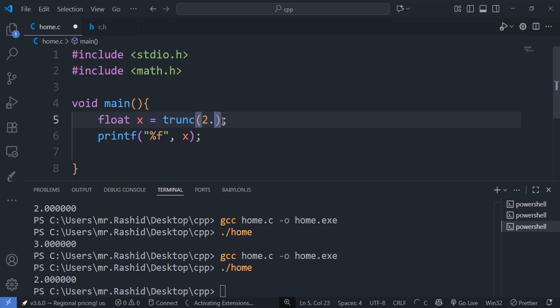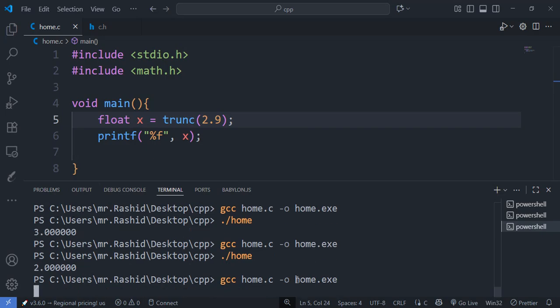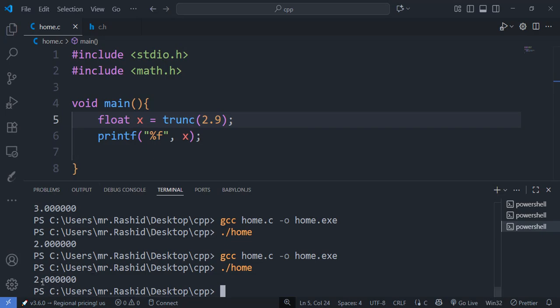Even if it is 0.9, you might think that it just rounds off, but it truncates. It removes that decimal part, as you can see.